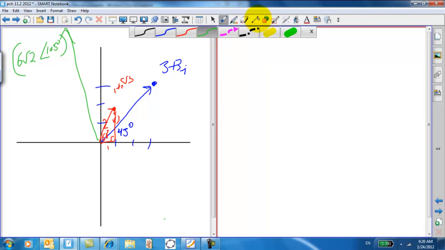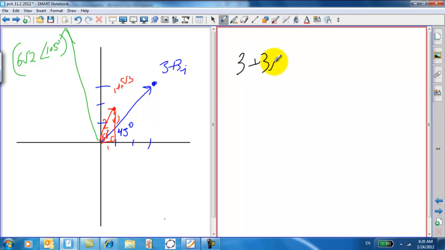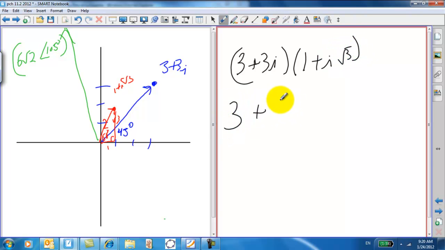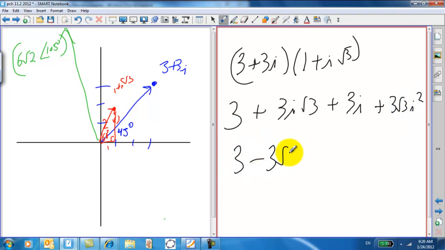You'd have to go ahead and use FOIL. And sometimes whether you use polar or rectangular depends on what kind of form they're in and what kind of form you want at the end. So 3 plus 3i, that was our first number, times 1 plus i root 3. We can go through FOIL. First, 3. Outer is 3i root 3, inner is 3i, last is 3 root 3 times i squared. So you get 3 minus 3 root 3 plus i times 3 root 3 plus 3. Okay, that would be the exact answer in rectangular.